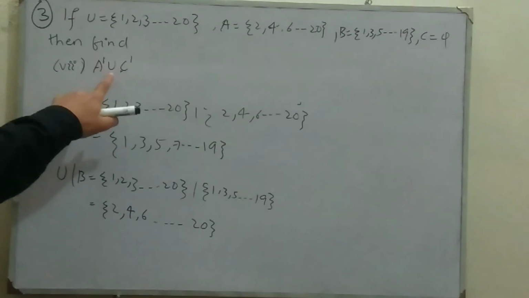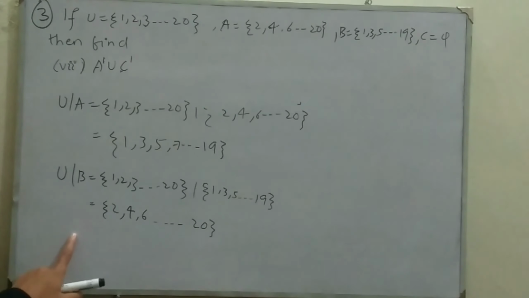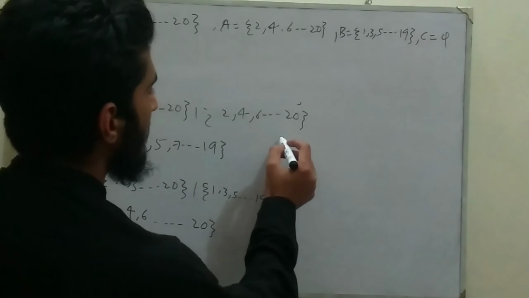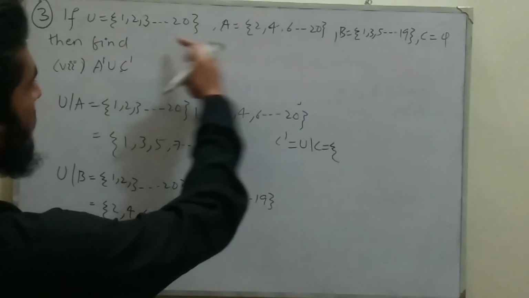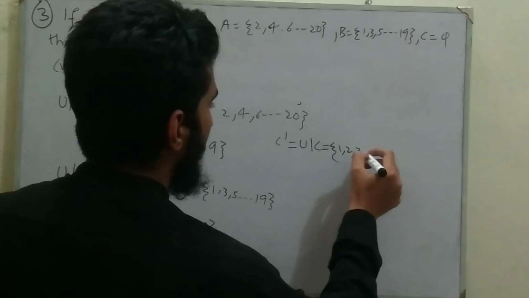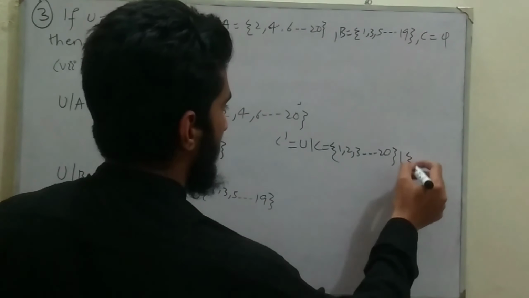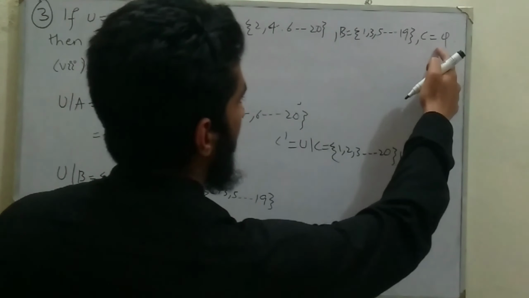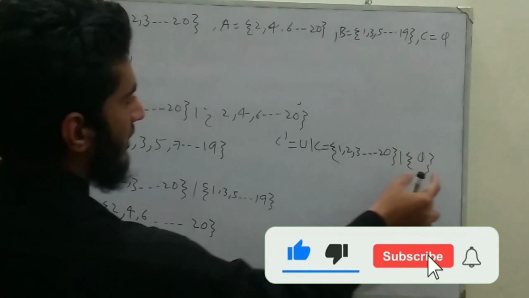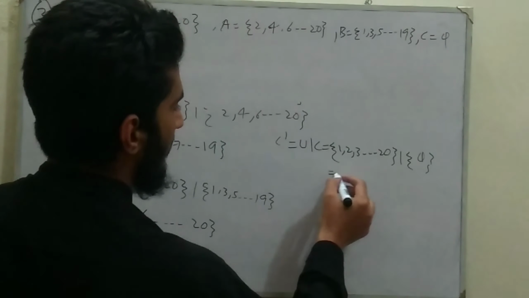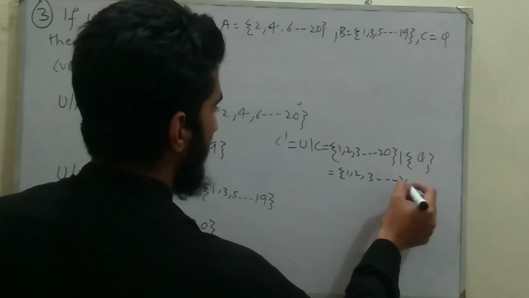Now move to the seventh part of question number 3. It tells that find A complement union C complement. A complement is given, but C complement is not given. First we are going to find C complement. C complement will be equal to U minus C according to the definition of complement. U is 1, 2, 3 to 20. This is a difference. So minus, and C is the empty set. So all those elements which are included in the first set and not included in the second set will be our required C complement. So 1, 2, 3 to 20.